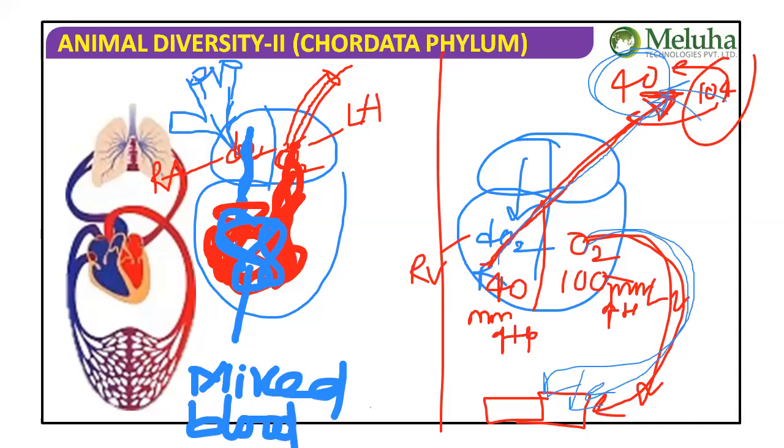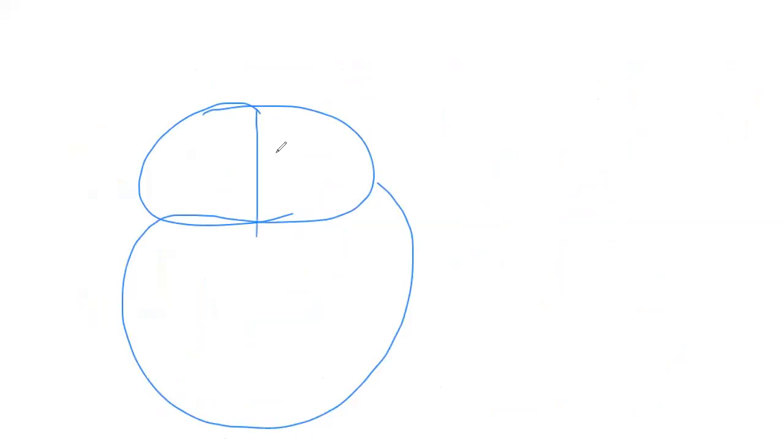And now let me compare what the frog is doing. Okay, so now let me show you the same: the right atria with 40 mm of Hg oxygen, then the left atria with fully loaded 100 mm of Hg oxygen. That means deoxygenated blood and oxygenated blood.